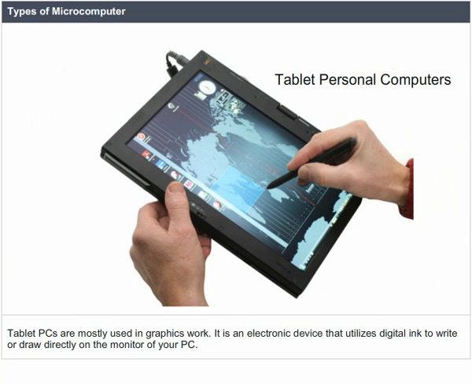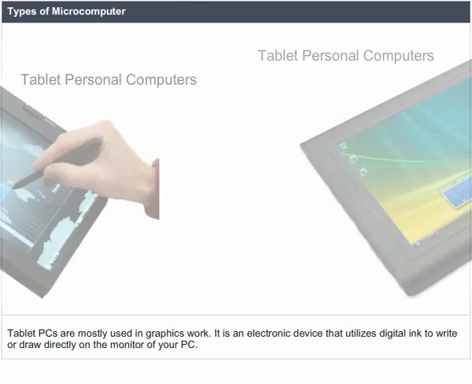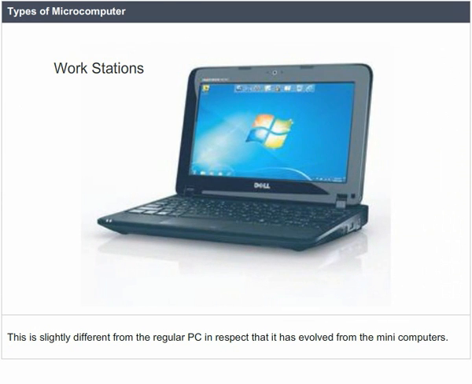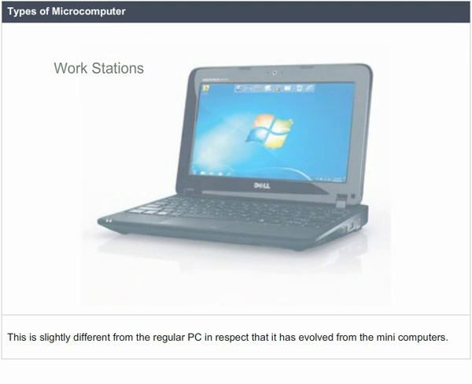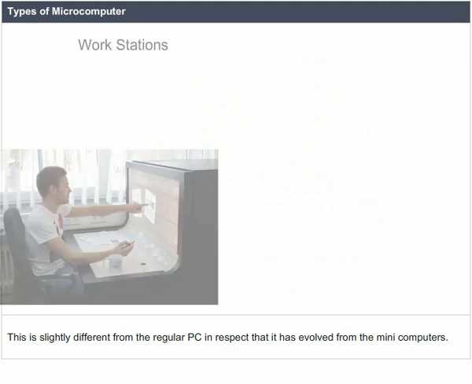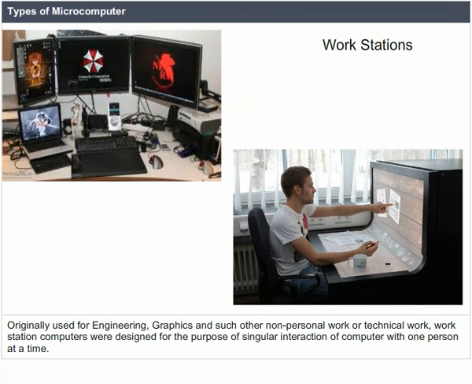Tablet personal computers. Tablet PCs are mostly used in graphics work. It is an electronic device that utilizes digital ink to write or draw directly on the monitor of your PC. Workstations. This is slightly different from the regular PC in the respect that it has evolved from the minicomputers. Originally used for engineering, graphics, and such other non-personal or technical work, workstation computers were designed for the purpose of singular interaction of computer with one person at a time.